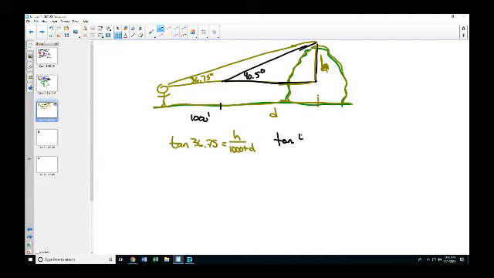Tan 40.5 equals H over D. Because that's all we're concerned about on this triangle, this distance. Okay, are you with me on the setup? We are going to solve this system by substitution.